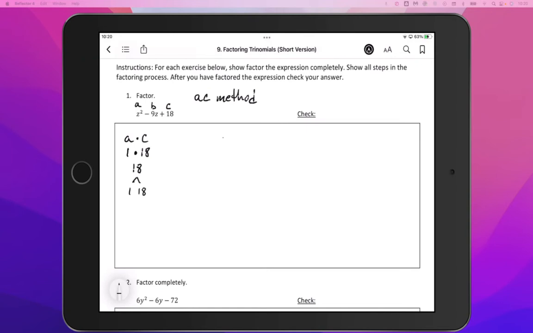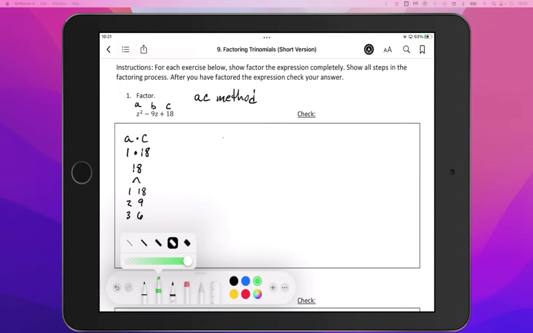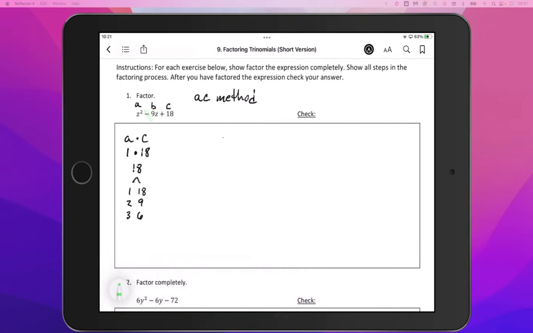And we're going to list all the factors of 18. 1 and 18, 2 and 9, 3 and 6, 4 does not work, 5 does not work, 6 I've already got. Now that I've got that list, I need to select a pair of them that if I were to add or subtract them, it would give me 9. I cannot make 9 with 1 and 18. I can make 17 or 19. I cannot make 9 with 2 and 9. I could make 7 or 11. I can make 9 with 3 and 6.